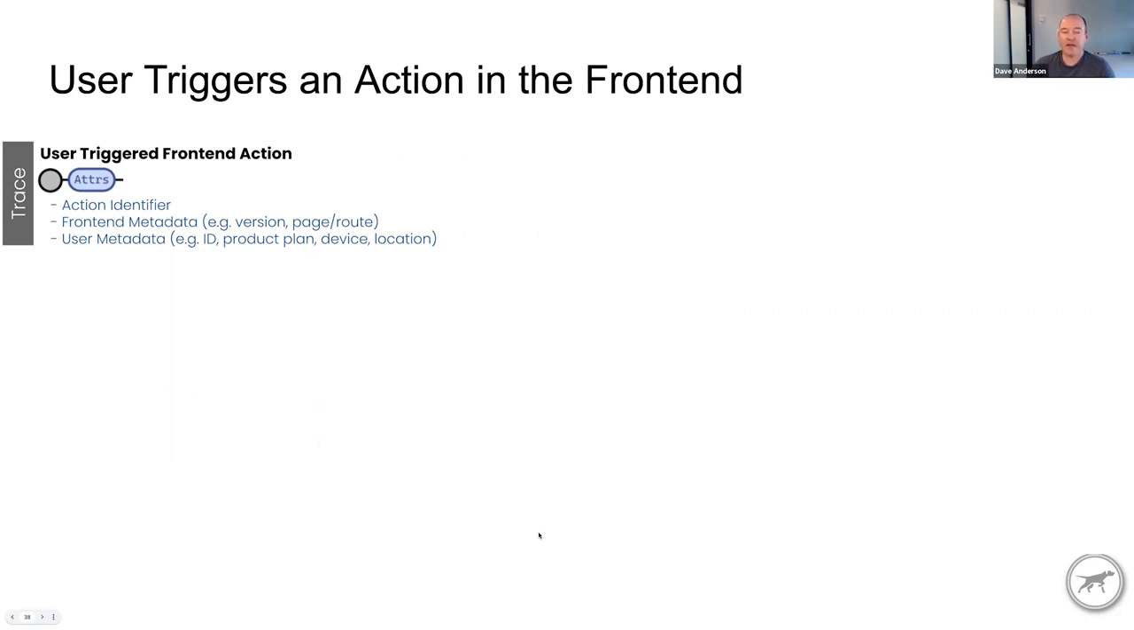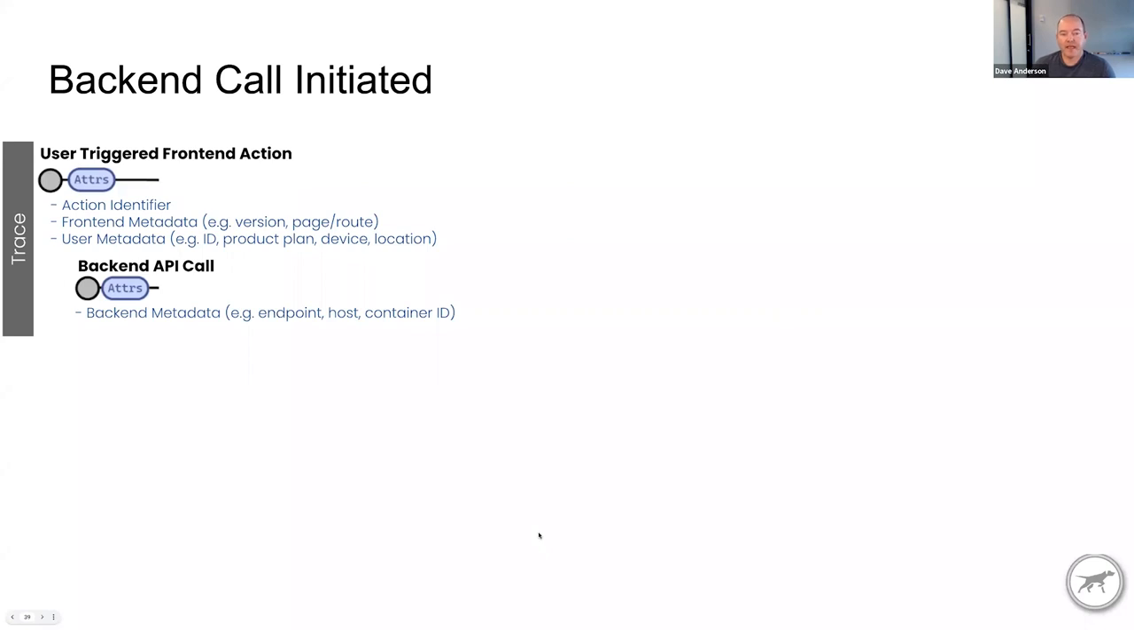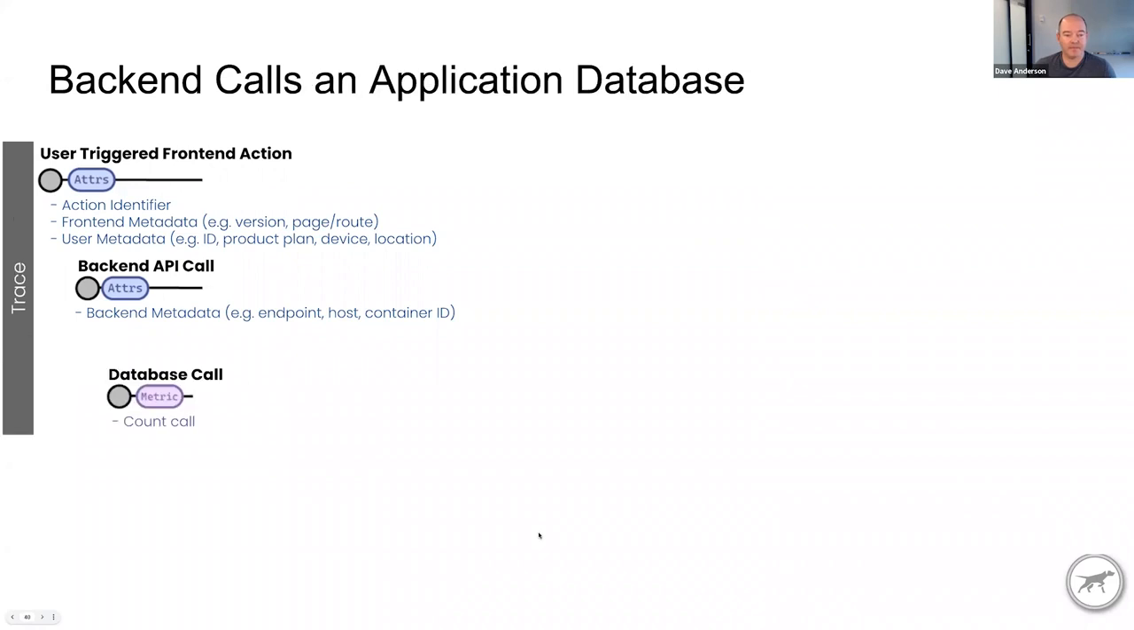Even the user metadata, like their ID or the product plan that they're on, which device they're using, the location. Are they in Chicago? Are they in Boston? Are they in DC? Where are they located? And that front end call then makes the back end call on your servers hosted on your infrastructure, and you can attach back end metadata to that. So which endpoint was hit, which host it was, which container ID, which Kubernetes cluster, things like that.